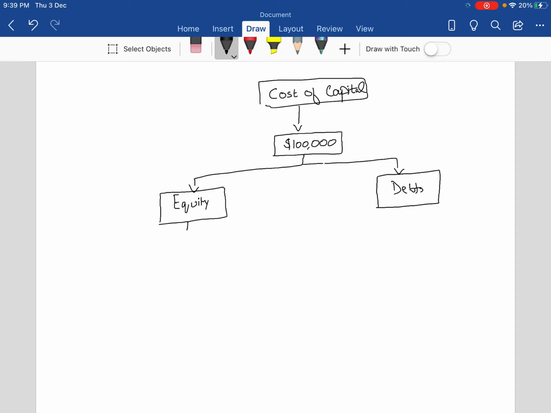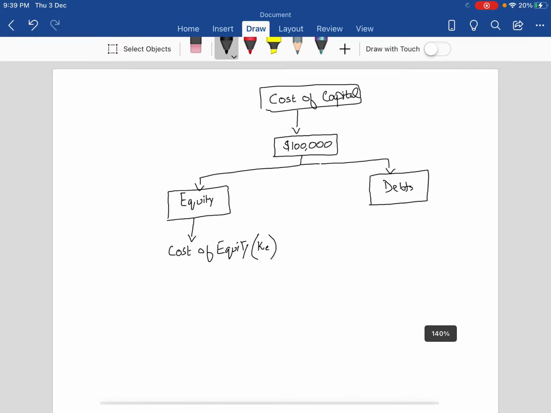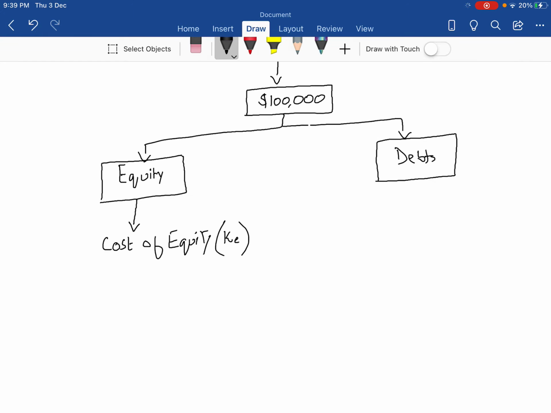So whatever is paid to equity holders is called cost of equity. Whatever the company pays back to its equity investors will be called cost of equity, and we usually denote it by KE. And whatever return is paid to those who have invested through debts is called cost of debt, denoted by KD.